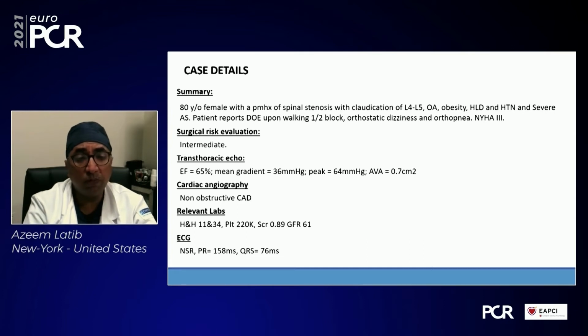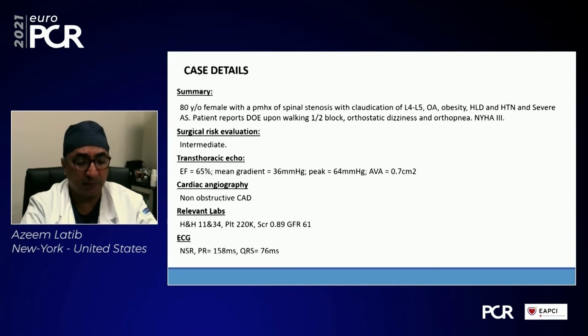We did a coronary angiogram, which showed non-obstructive coronary artery disease. Her renal function is normal with a GFR of 61. And if you look at her ECG, she has normal sinus rhythm, a PR interval of 158, and a QRS of 76 milliseconds.